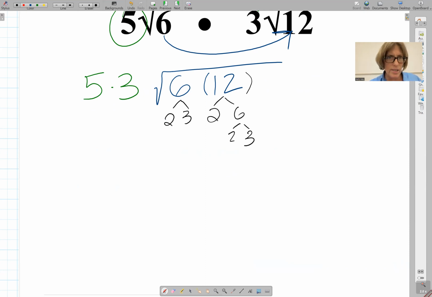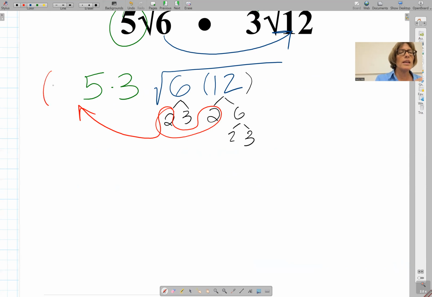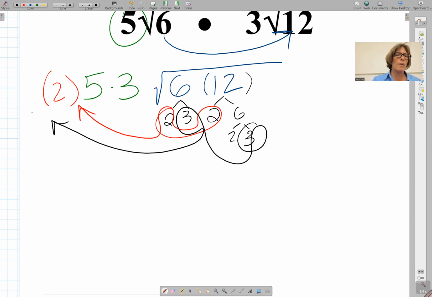You're looking for pairs. The pairs come out. I have a pair of 2s. They're going to come out as a single 2. And that's it. I have a pair of 2s. Everything else, oh, nope. Take that back. You have a pair of 3s. We're going to grab them and come out. Pair of 3s. So cancel the 2s, cancel the 3s.